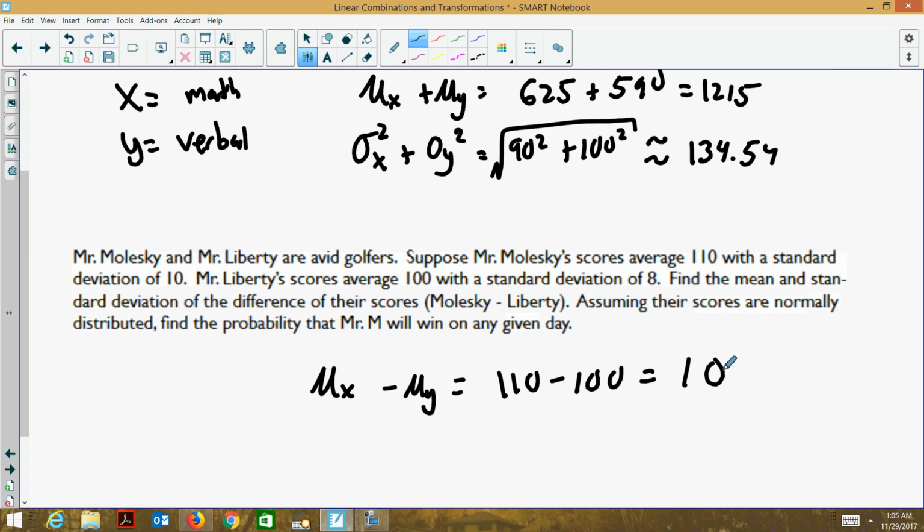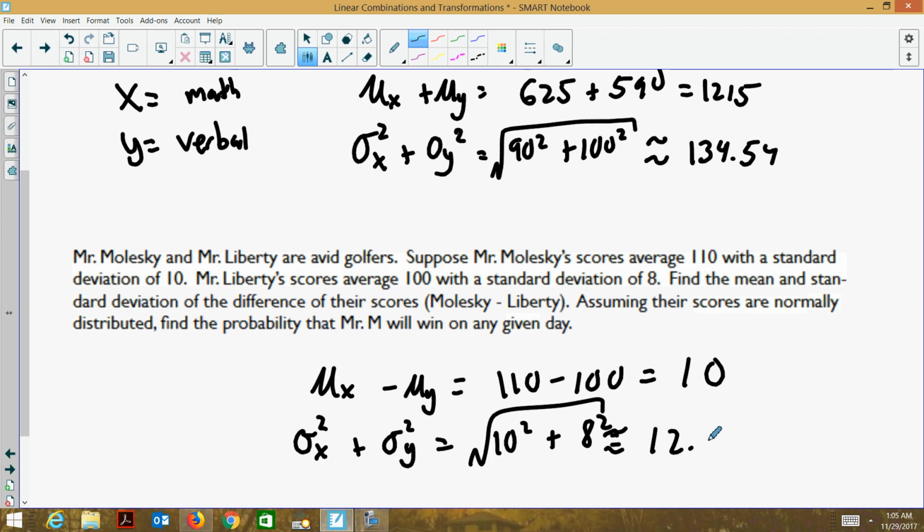But to find their standard deviation for this distribution, we still have to add the variances, because we're talking about the distance between the two. Okay, so 10 squared plus 8 squared. You take the square root of that. And out comes approximately 12.8. So the difference is 10 for the means, but the standard deviation combination is 12.8.